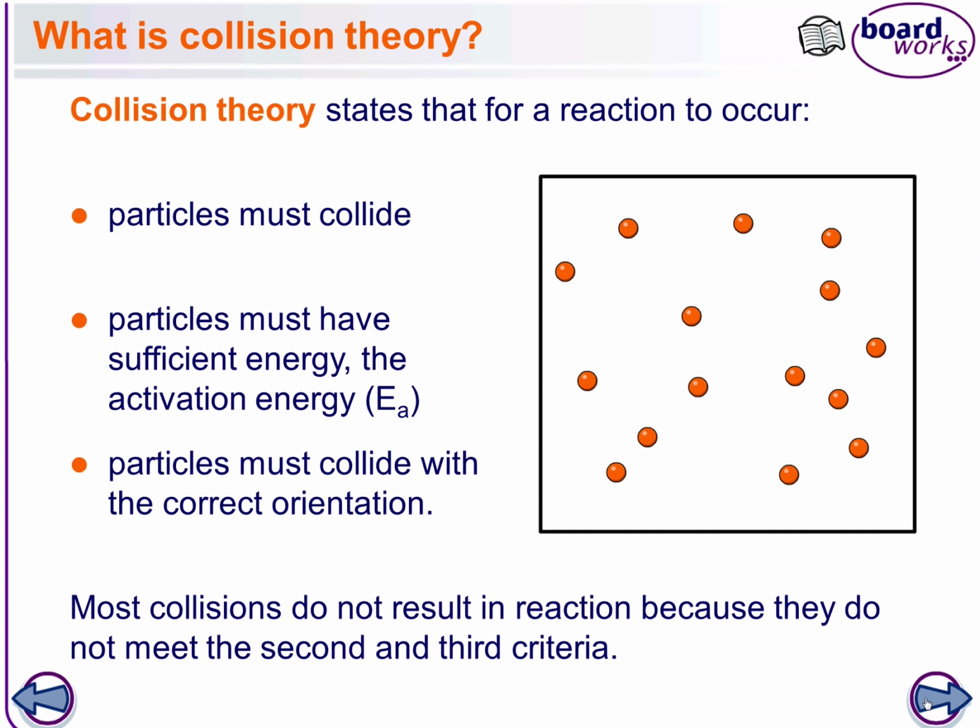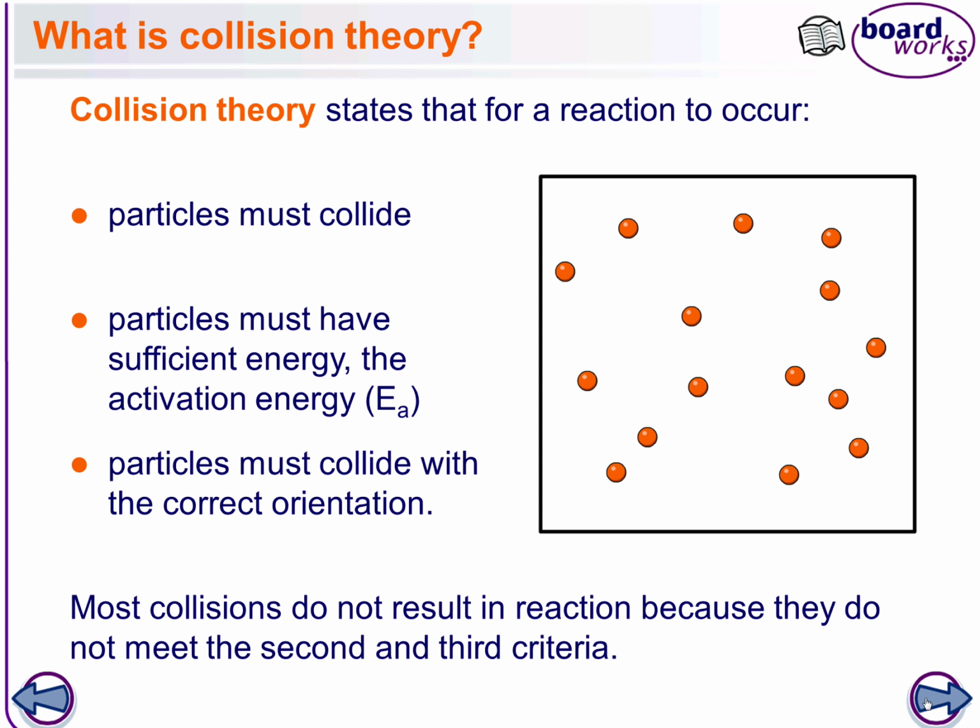First of all, collision theory is the idea that particles must collide in order for a reaction to happen, but it isn't just a collision that's important. The particles must have sufficient energy. In other words, they must collide with an energy that is above the activation energy. If they don't have the activation energy, then they'll basically just bounce off each other.